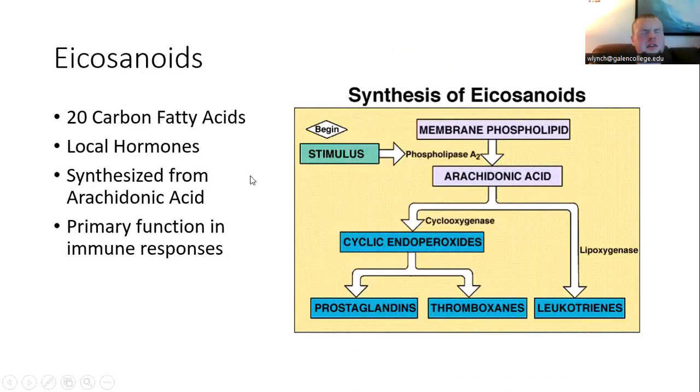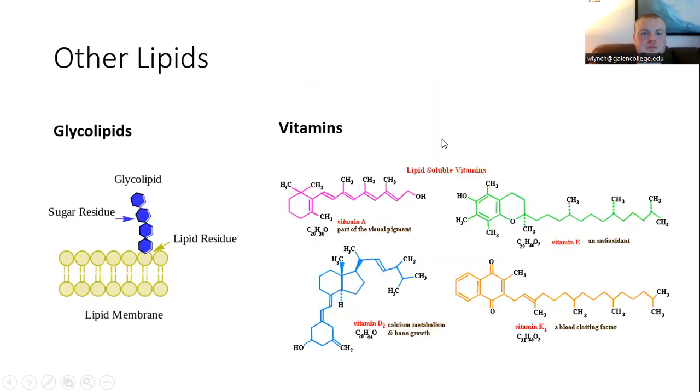Finally, eicosanoids. These are going to be 20-carbon fatty acids, and these are immune functionality. Eicosanoids are there for inflammatory responses. They're mainly synthesized from arachidonic acid and will create compounds known as prostaglandins, thromboxanes, and leukotrienes.